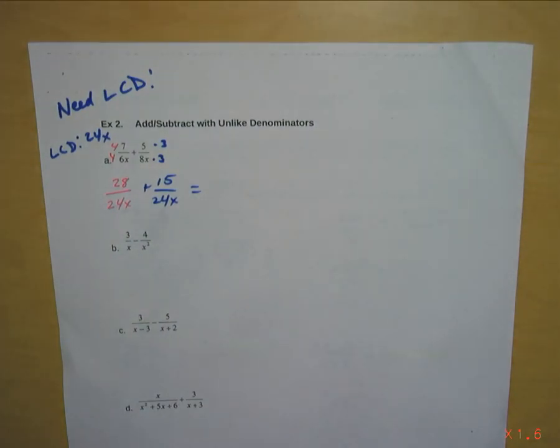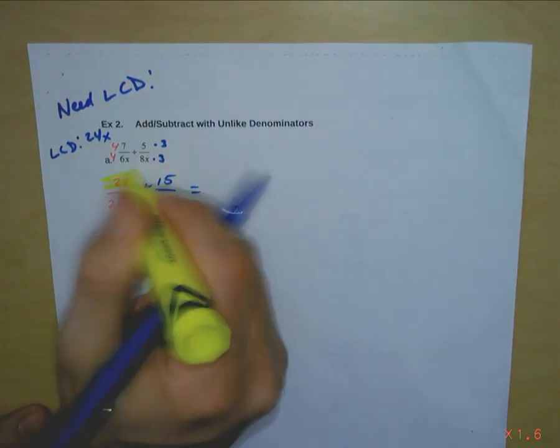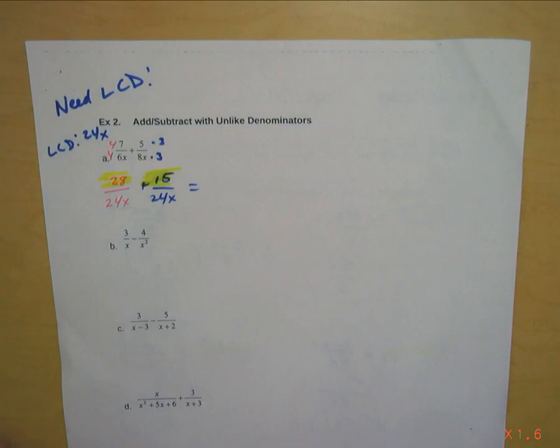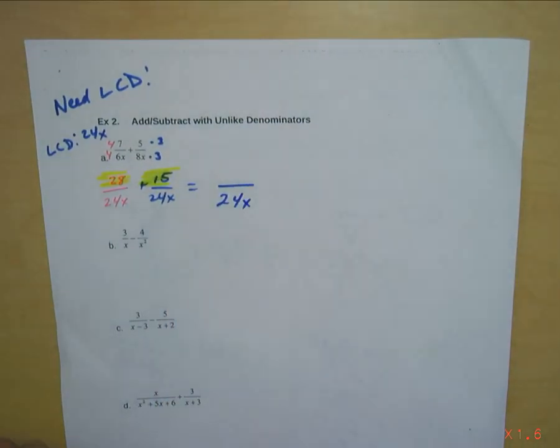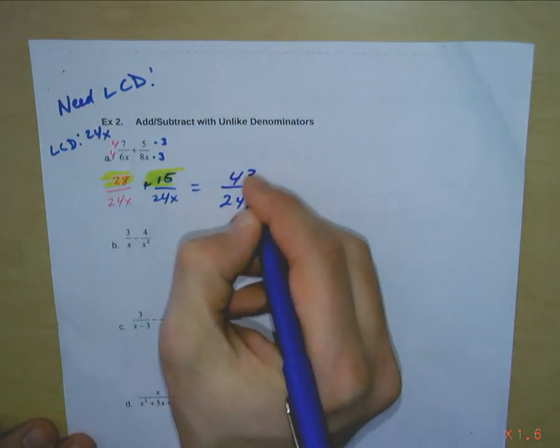Looks good. Now, only add the tops. Only the tops. Okay, so I'm going to get 24x here. And on the top, add 28 plus 15. What do we get? 38, 40, 43. Okay.